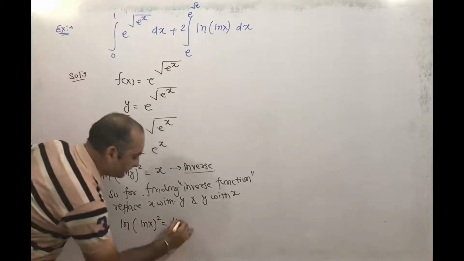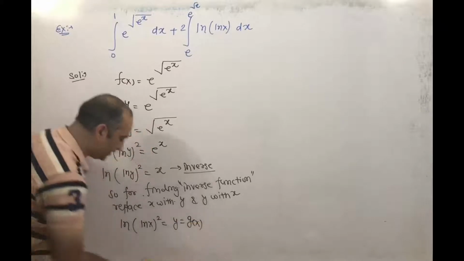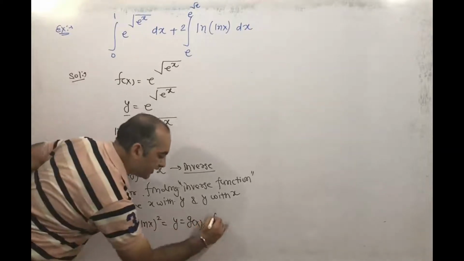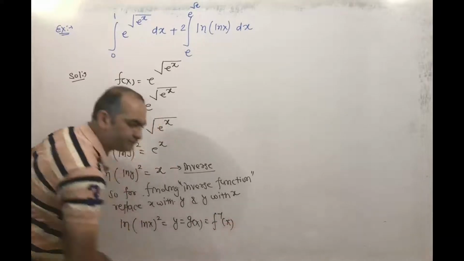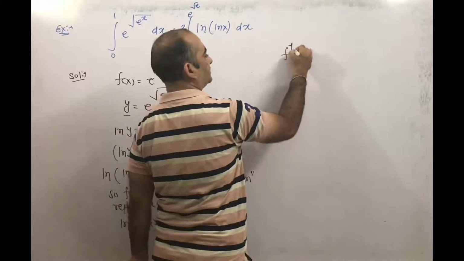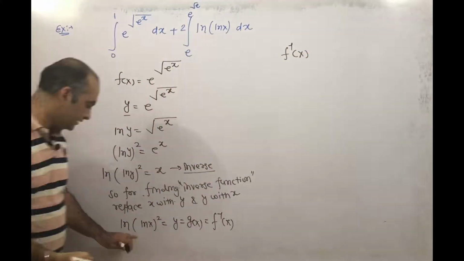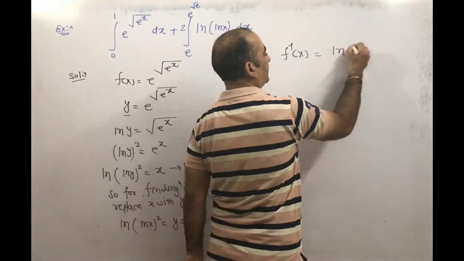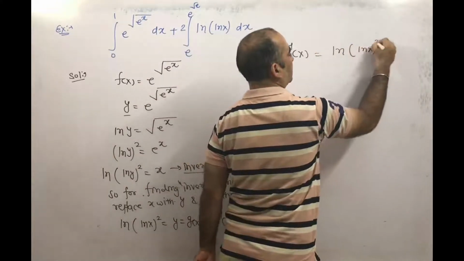So this is nothing but g(x). g(x) is ln of (ln x whole square), or we can write this as f inverse of x also. Clear? So what we got: f inverse of x is ln of (ln x whole square).